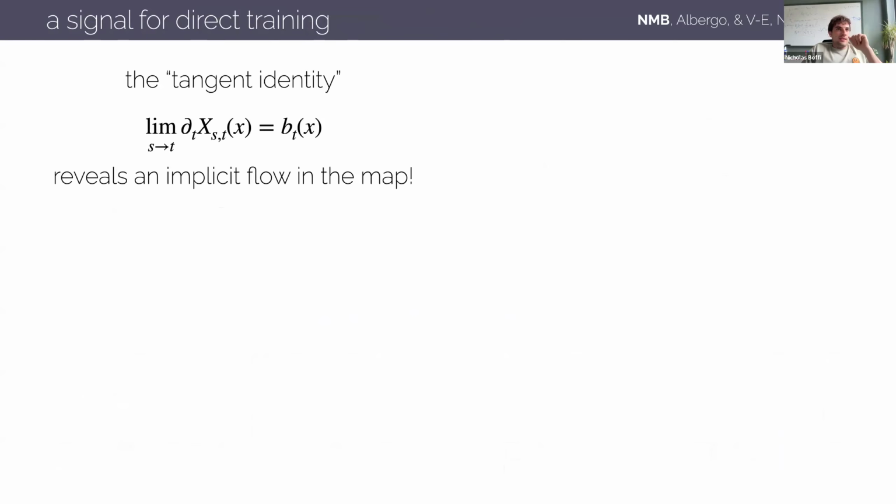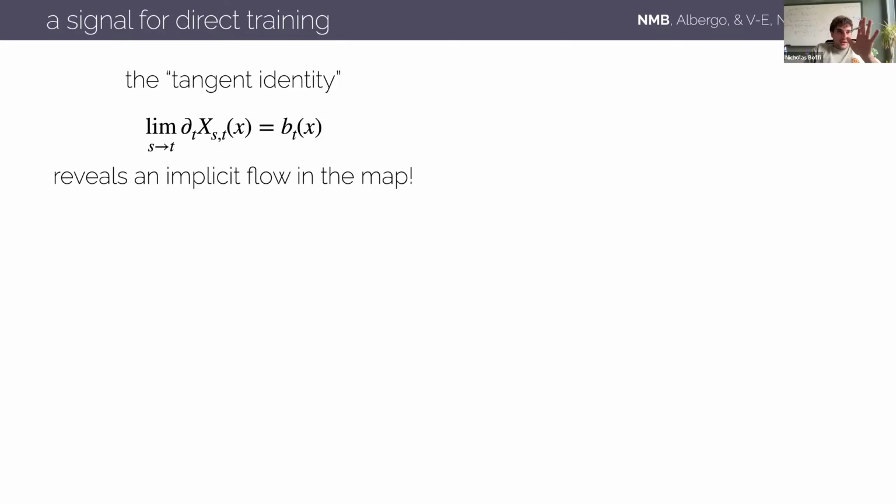So the first thing we can observe is that there's something called the tangent identity. If I take the time derivative of the flow map, and then take the limit as s goes to t, I find that there's actually an implicit flow inside the map. This shouldn't be so surprising, because if I have a flow map, I can take steps of arbitrary size, in particular steps of very small size. And if I take a step of very small size, it's basically an Euler step on the flow. So I can always find the flow by taking small steps with the flow map. This relation is just saying that when I take an infinitely small step, I get the flow itself.